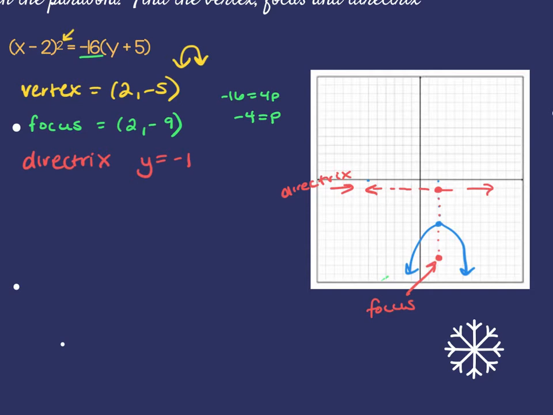Yep. The focus is always the one inside that. Correct. It's like inside that scoop. And the directrix, if you think about it, the parabola can never cross through the directrix. So if your arrows are pointing towards the line, something's wrong. It can never cross through it. Questions on any of that?